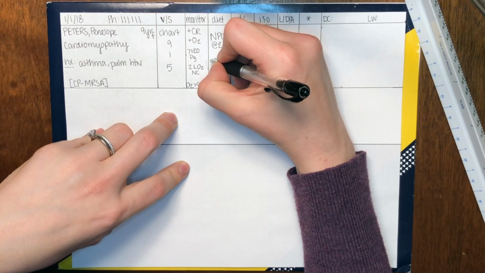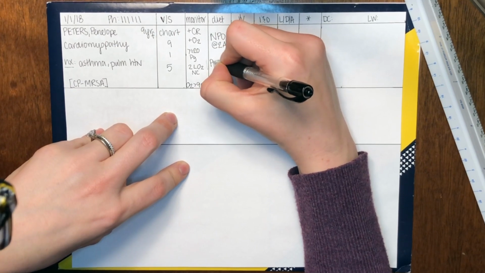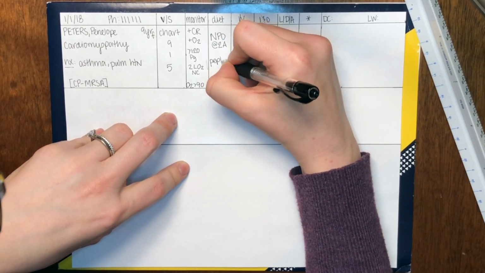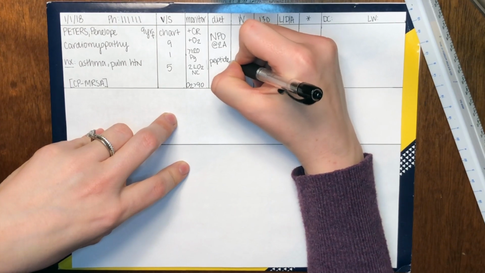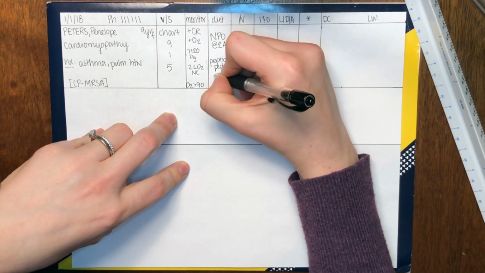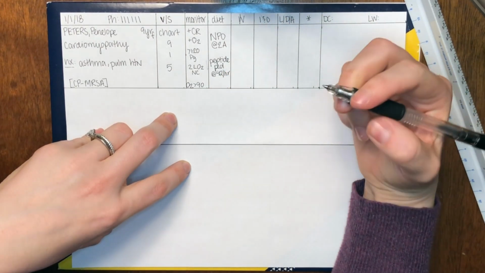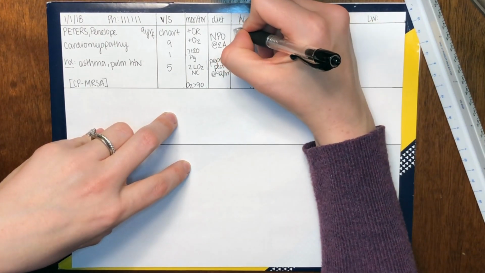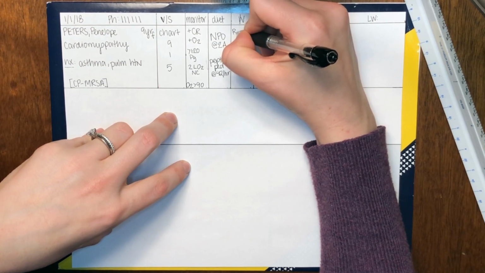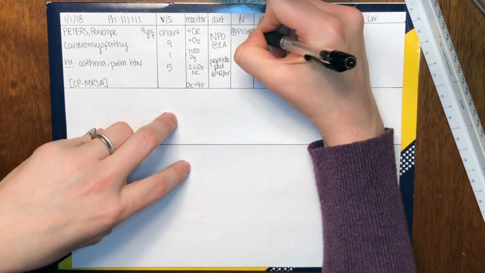This is a good place. I also usually put if they're on a fluid restriction, I'll put it in the diet category. The next column is going to be their IV, and that's where I put any lines or IVs that they have. So PICC lines, peripherals, and I also put when everything was changed.